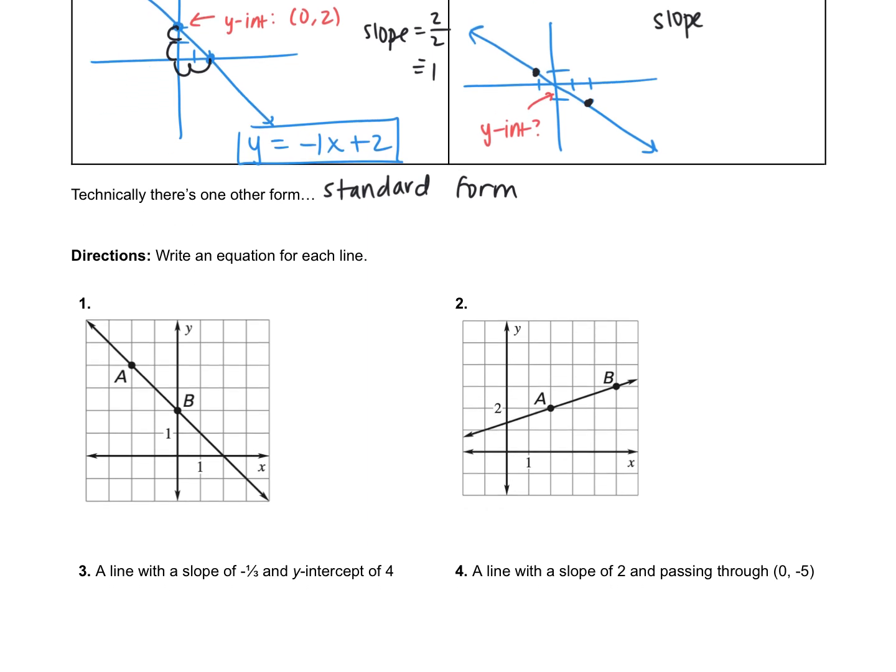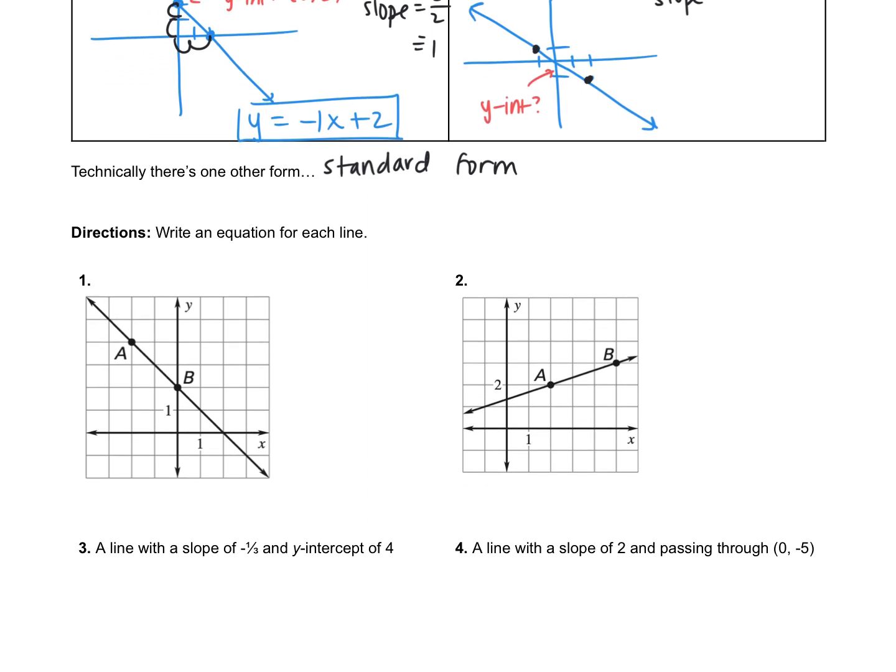Okay, so question 1. Write an equation for the line. So I would ask myself first, do I have the y-intercept? Yes. Very clearly I can see the y-intercept is (0, 2). Because I have the y-intercept, I'm going to use slope-intercept form.